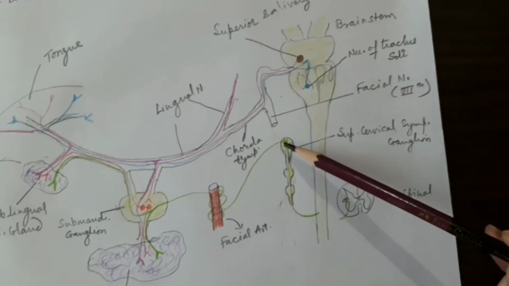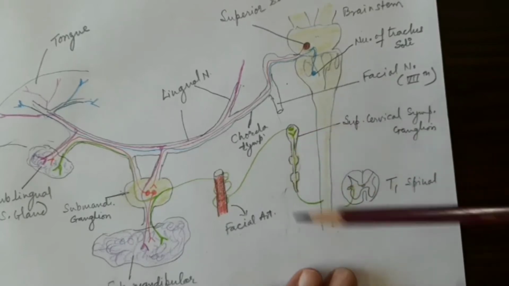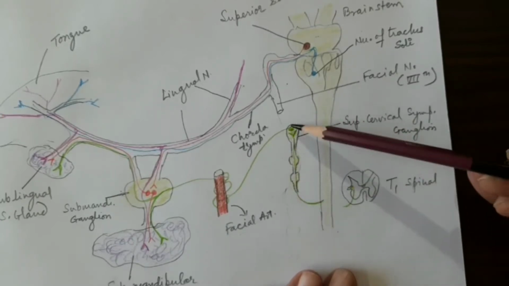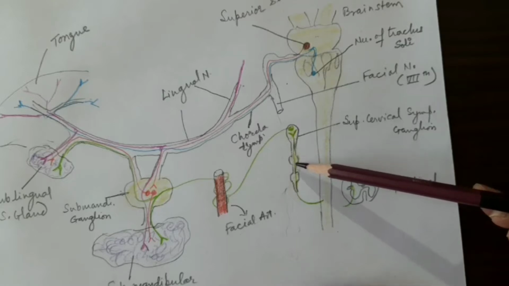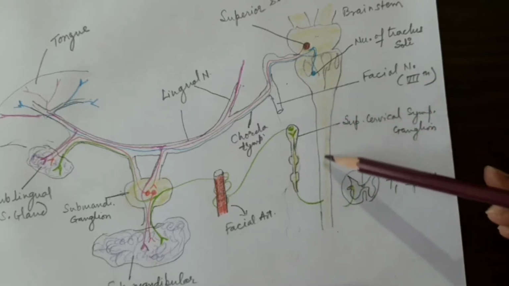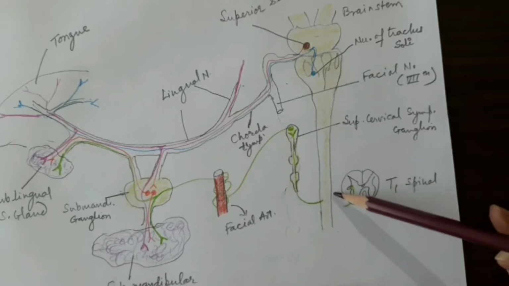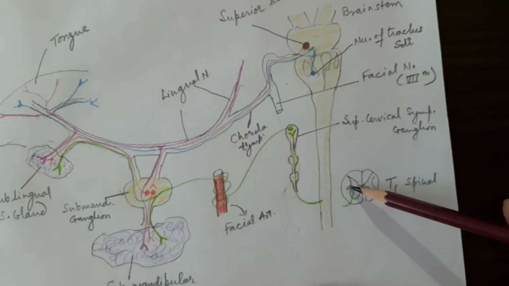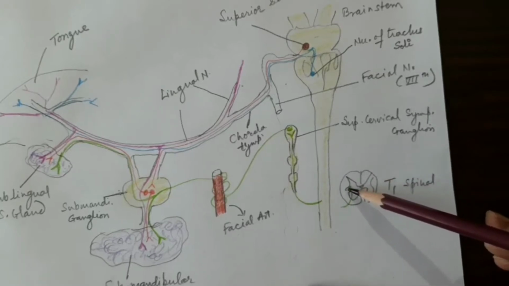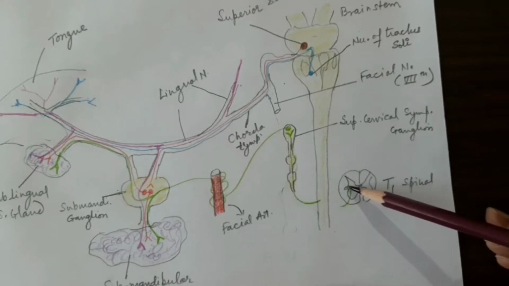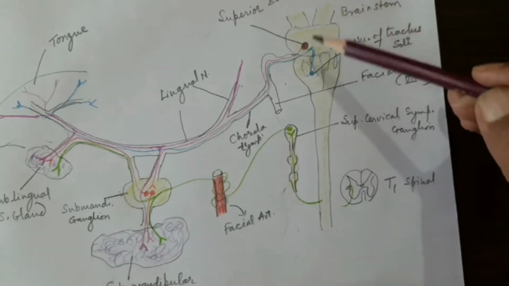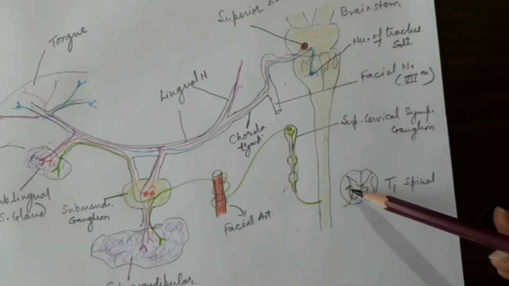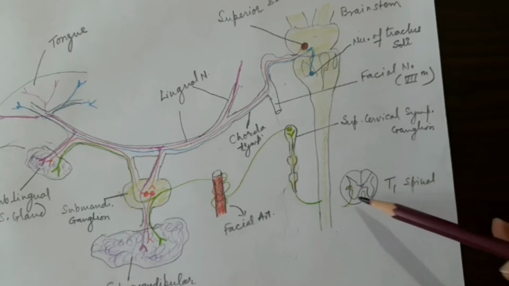Let us see something more here before we go to the connections of this ganglion. This is the cervical sympathetic chain in the neck region, just below the skull. This is the superior cervical ganglion, middle cervical and inferior cervical ganglion. In the spinal cord, at the level of thoracic one, the preganglionic sympathetic neurons are located in the lateral horn of the gray matter. As I said, the preganglionic neurons of the parasympathetic are located in the superior salivatory nucleus in the pons, while in the case of sympathetic it is at the level of the thoracic one spinal segment.